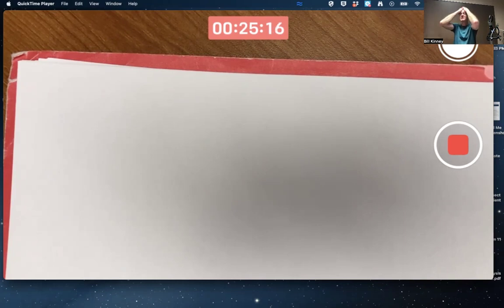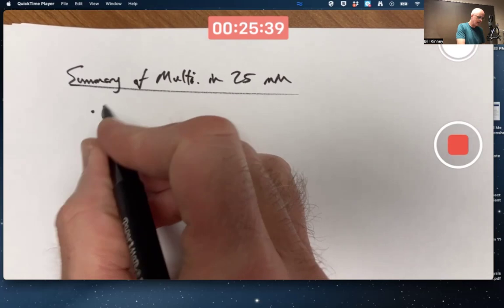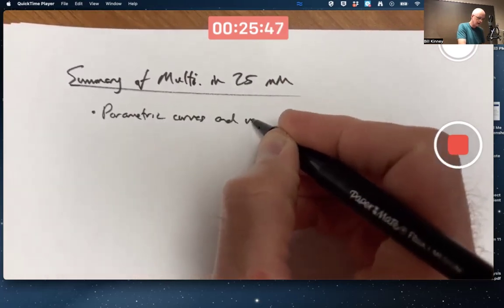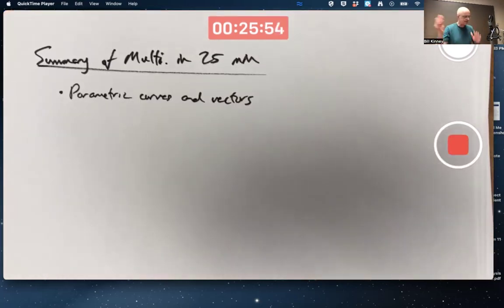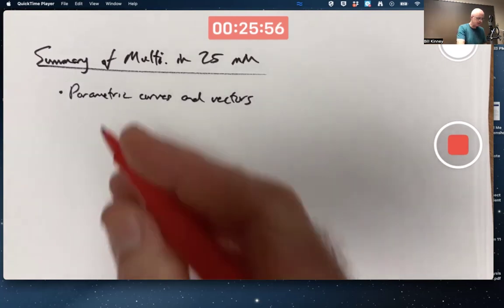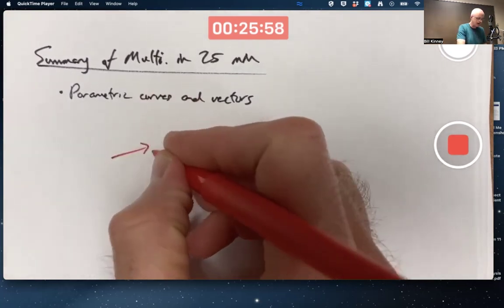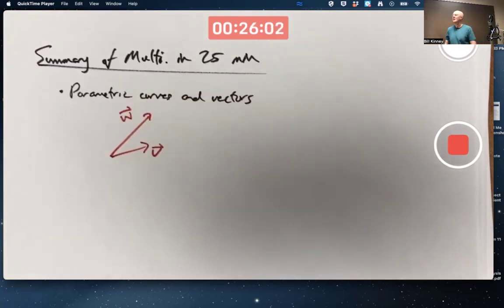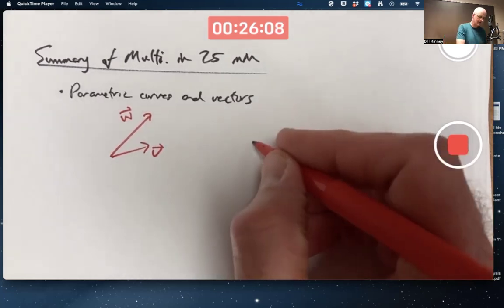We started mostly with the basics of parametric curves and vectors. It's easiest to think probably about vectors first. Got two vectors V and W. What does it mean to add them? What does it mean to multiply them by scalars? What does it mean to form linear combinations of them?